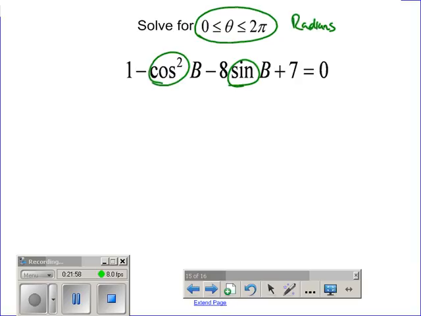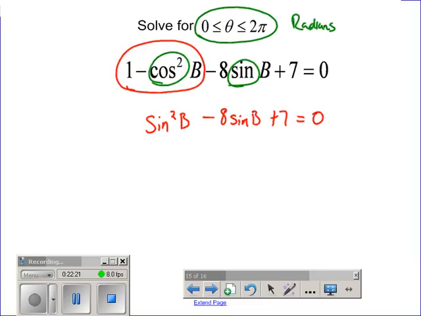Okay, but I do remember something about this. Let's think about what that is. 1 minus cosine squared b is the same thing as sine squared b. Okay, so now I've got sine squared b minus 8 sine b plus 7 equals 0. Now what it looks like, if I took the sines away and I just made this an x, that looks kind of like a quadratic, right?